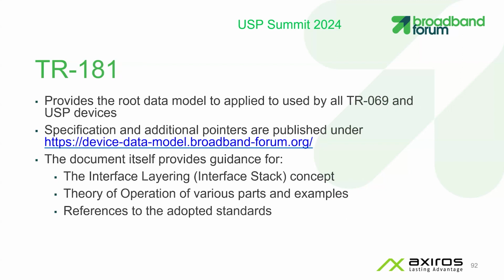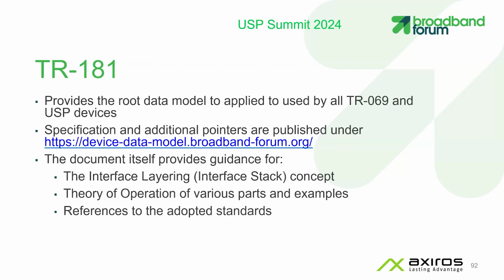So the most important data model that we have is Tier 181. Again, maybe also not well known, but Tier 181 actually consists of two parts. So we have the document, and that's what I mentioned here. The document provides information about the root data model. There's also a lot of theory of operation information in there.